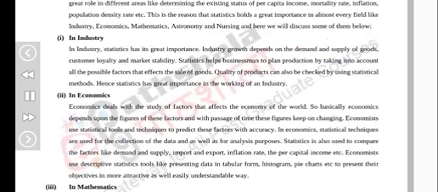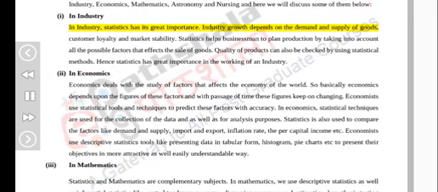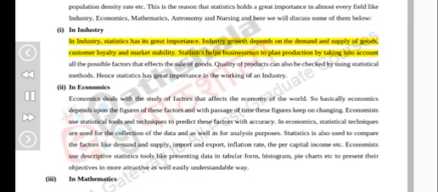In industry. In industry, statistics has its great importance. Industry growth depends on the demand and supply of goods, customer loyalty and market stability. Statistics helps businessmen to plan production by taking into account all the possible factors that affect the sale of goods. Quality of products can also be checked by using statistical methods. Hence, statistics has great importance in the working of an industry.